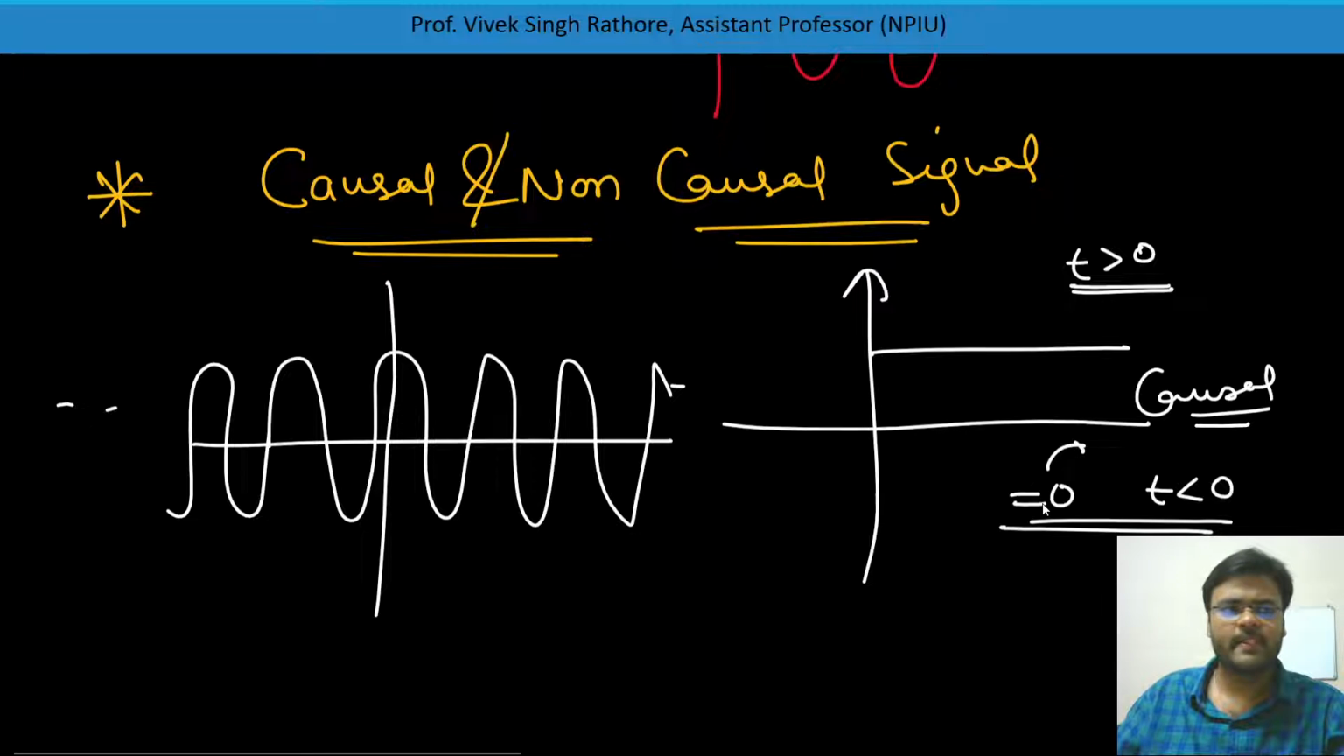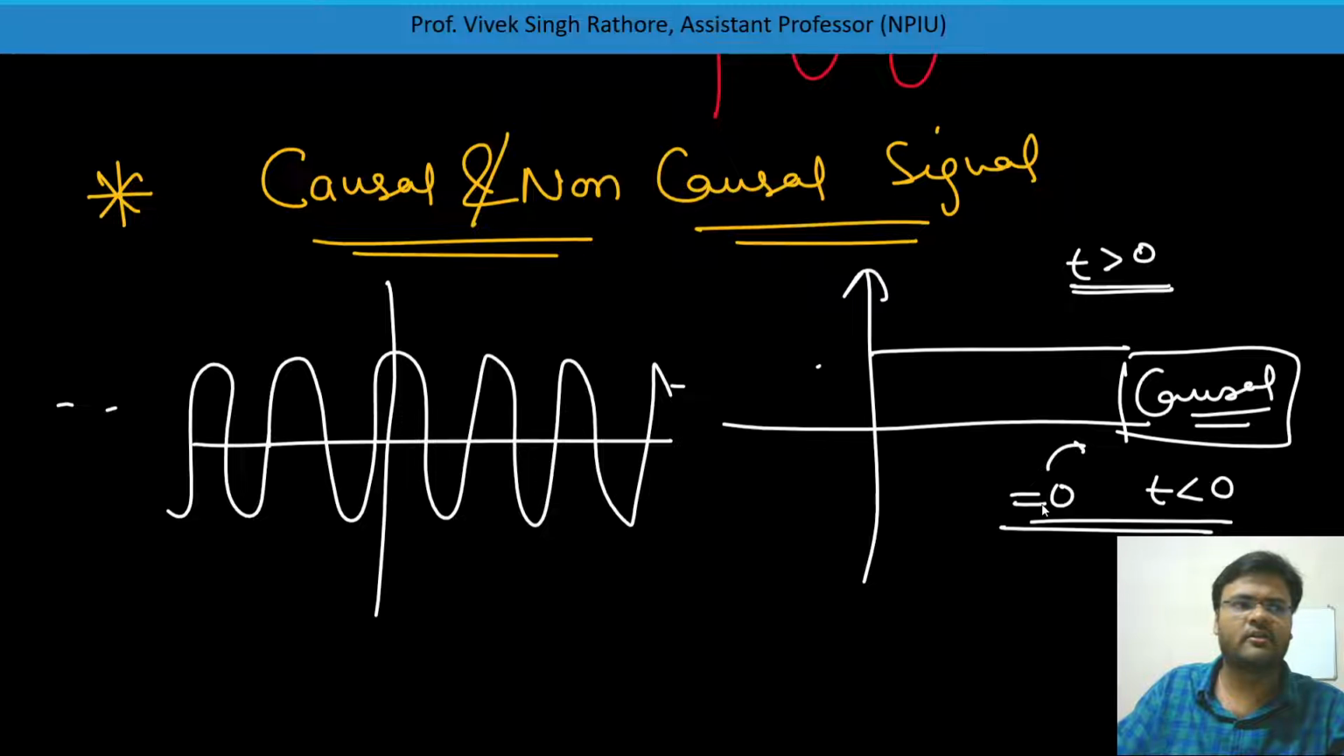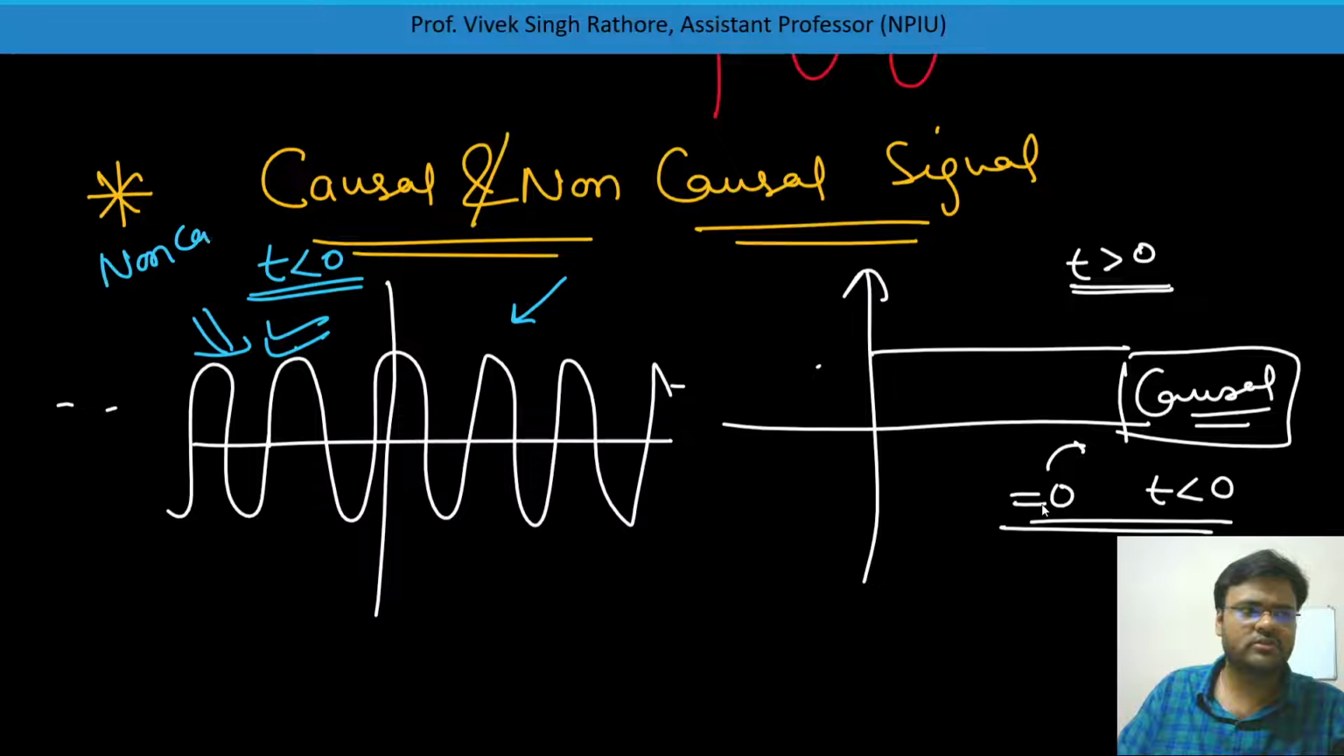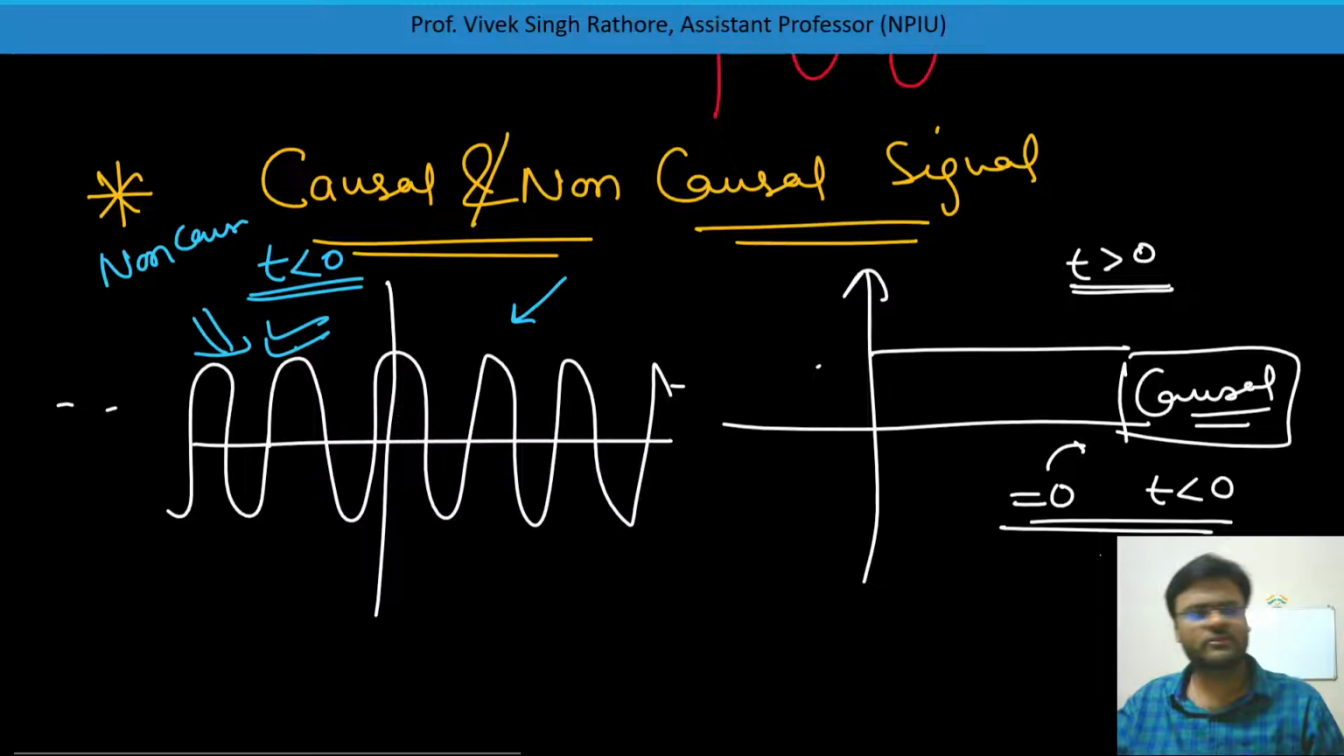Remember it. Okay, so just need to remember those signals whose values are equal to 0, whose values don't exist at t less than 0, those signals are definitely called causal signals. And some signals like this type, whose values are defined at t less than 0, these types of signals are called non-causal signals. Okay, so only this much is there.